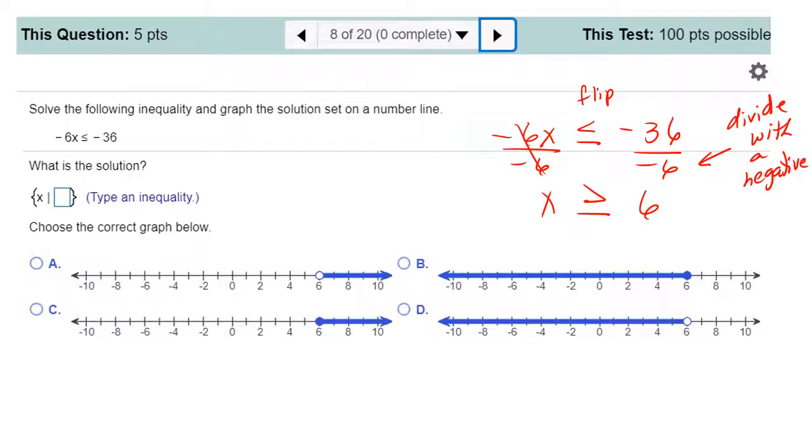Now this one, because it does have the line underneath that greater than, I would look for a closed circle. So it's definitely not choice A or choice D. And this one is greater than or equal to, so it is also shaded to the right. That would be answer C. Now for the solution, you would just type in x greater than or equal to 6.